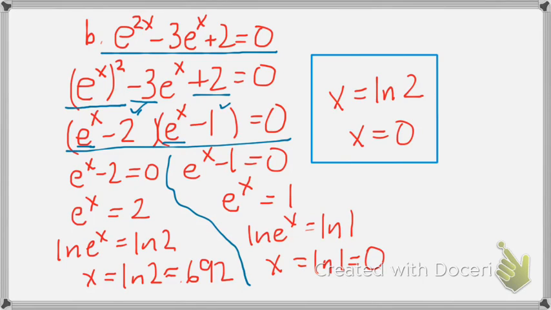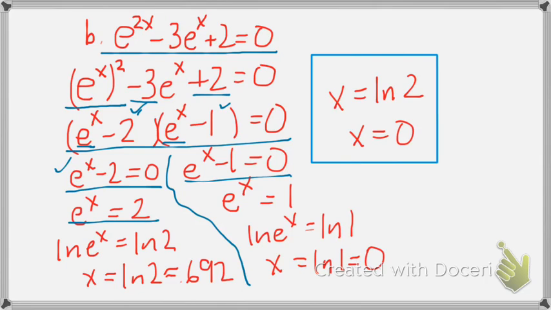And so now we can set each factor equal to 0. e to the x minus 2 is equal to 0, and e to the x minus 1 is equal to 0. We'll start with our first one here. And so if we add 2 to both sides, we get e to the x is equal to 2.